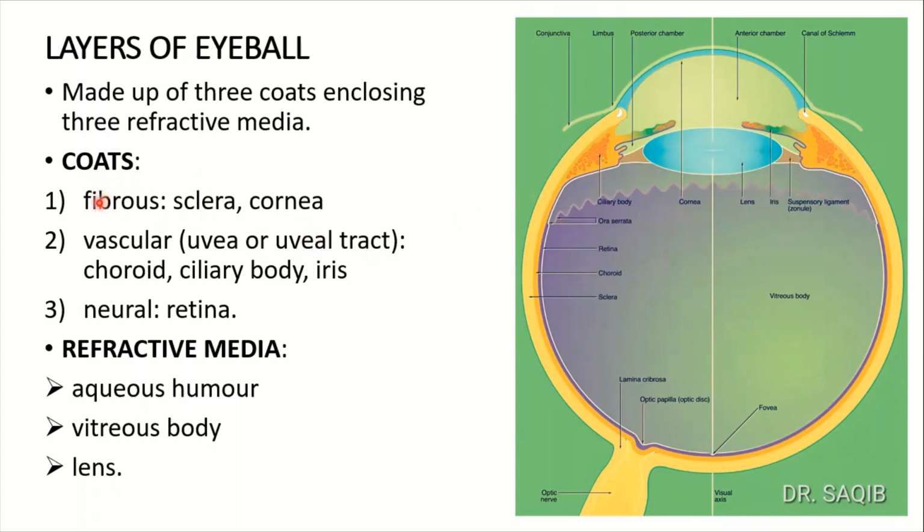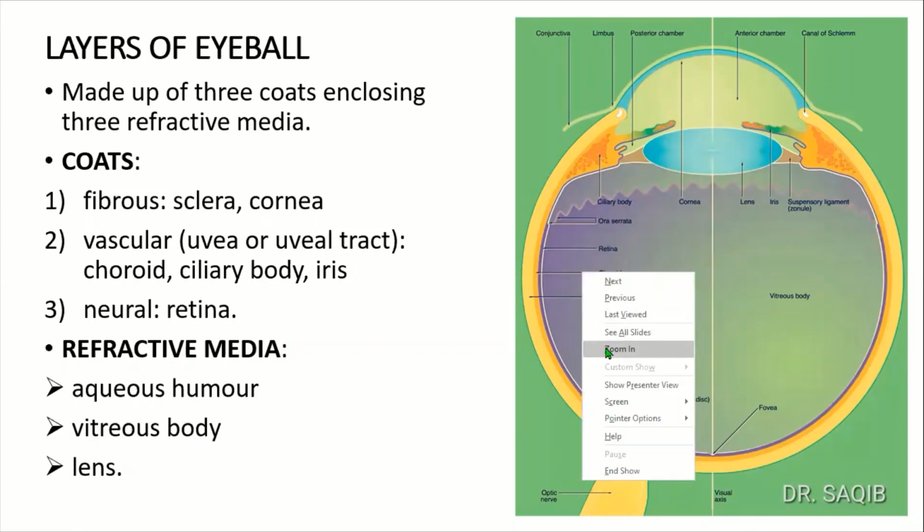You see, the first coat is a fibrous coat, which consists of the sclera and cornea. And the second coat is the vascular coat, which is also called the uvea or the uveal tract, consisting of the choroid, ciliary body, and the iris. And the third coat is very important, neural, also known as the retina. And the refractive media consist of the aqueous humour, the vitreous body, and the lens. So let me enlarge the picture for you with the zoom.